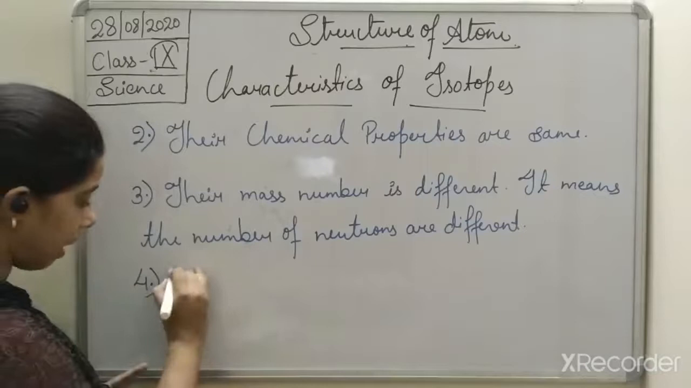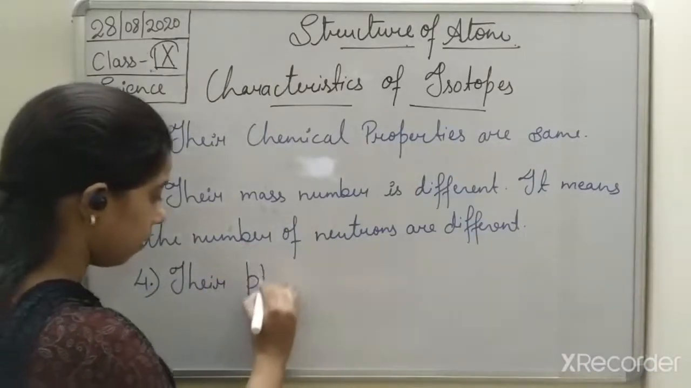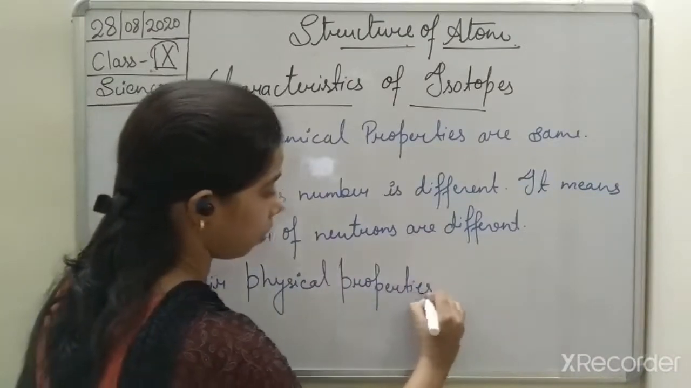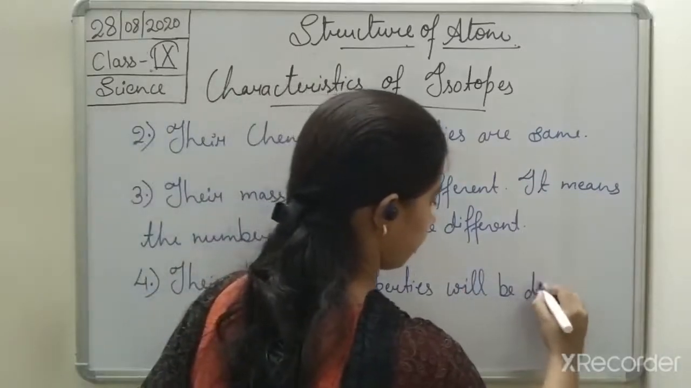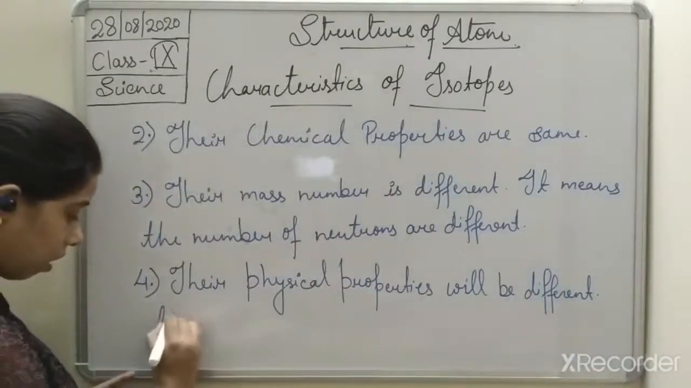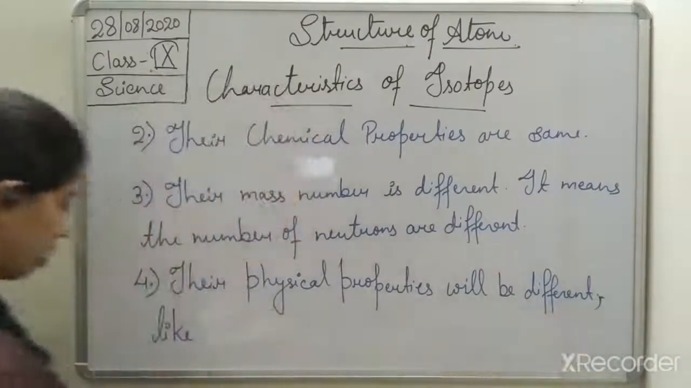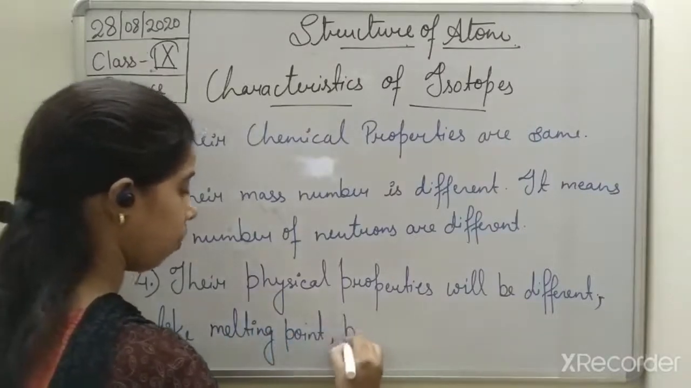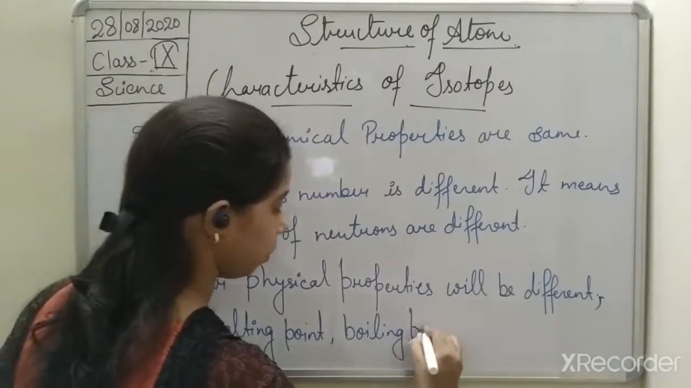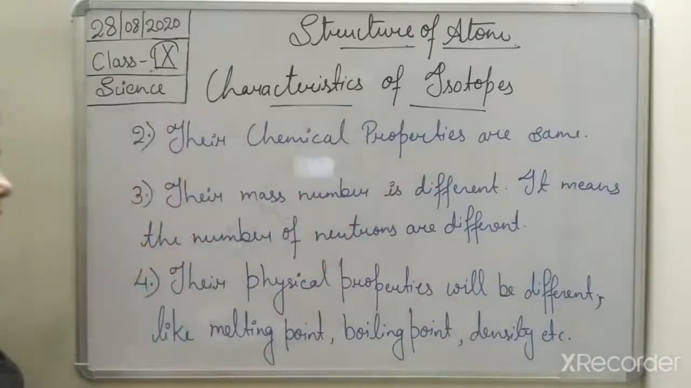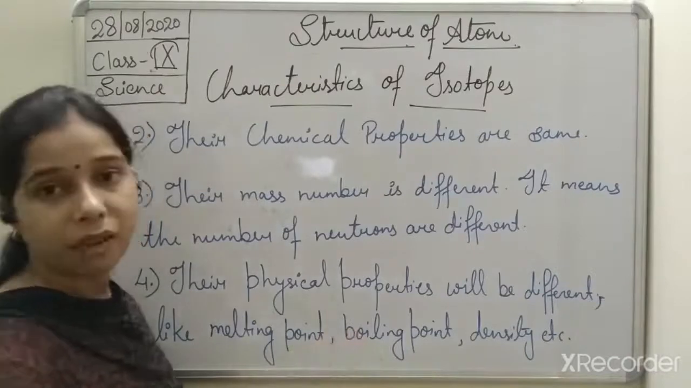So we can say that the physical properties will be different, like melting point or boiling point or density, etc. Since their physical properties are different, it means their melting point, boiling point, and density also vary, students.